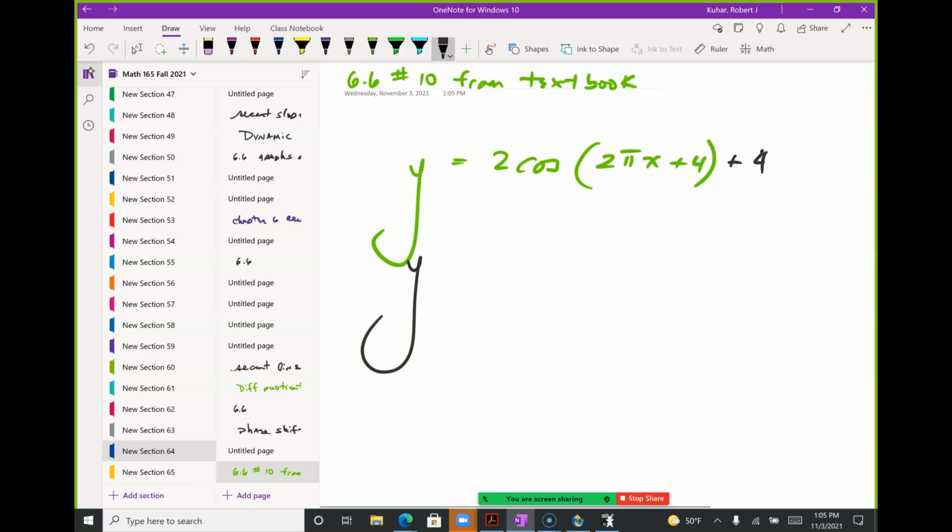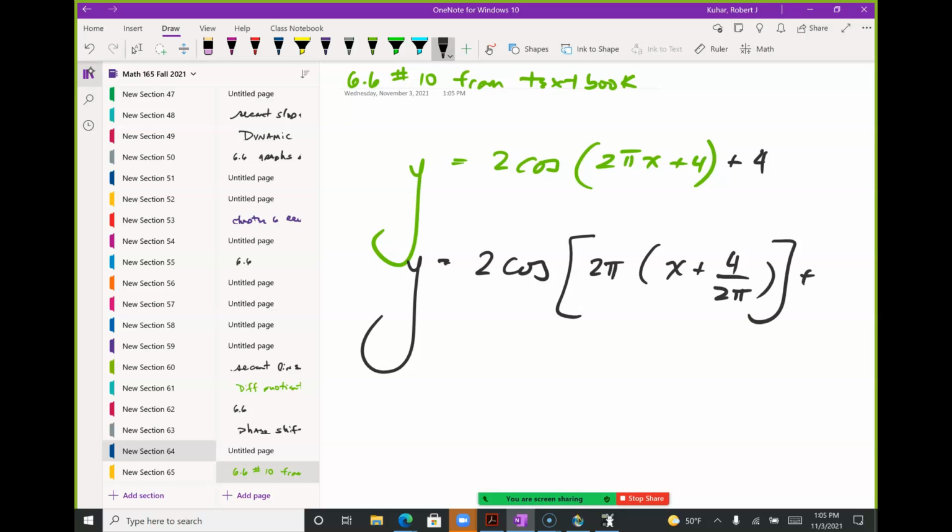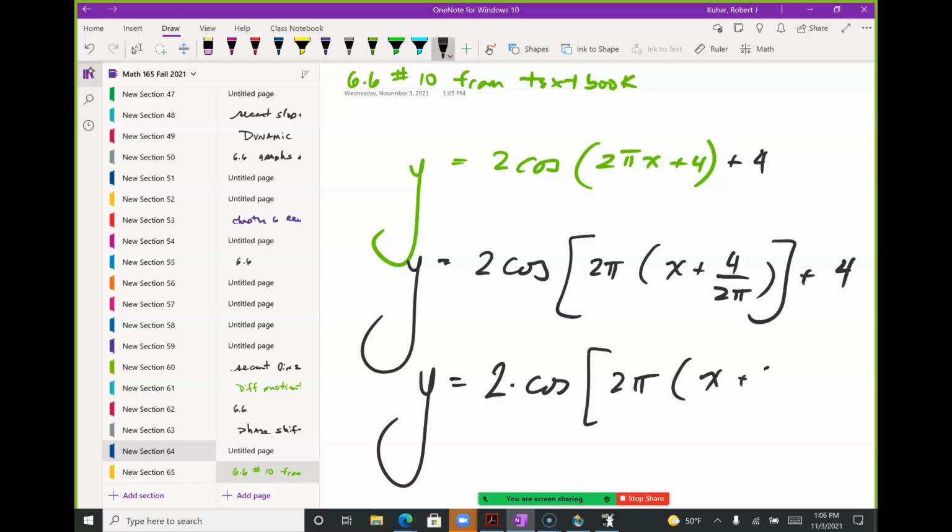Nice. First thing I want to really do is factor out that leading coefficient of x. So 2 times the cosine of 2 pi times x plus 4 over 2 pi. Make sure you're with me there. I'm not going to put a pi in your problem, okay? So we can simplify that. Y equals 2 times the cos of 2 pi times x plus 2 over pi.